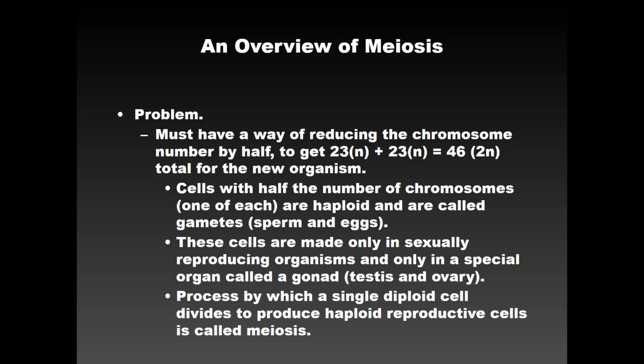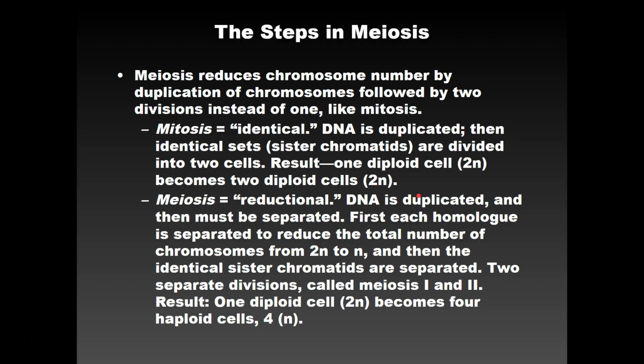So let's think about this really quick. We have 46 chromosomes. The person we want to reproduce with has 46 chromosomes. But at the end of this reproduction, we want our offspring to also have 46 chromosomes. So you can't just throw cells together. You can't just throw genetic information together. You need to be able to reduce that genetic information by half and get to these haploid cells. So meiosis reduces the chromosome number by 2 divisions instead of 1. We're going to see how this process plays out.